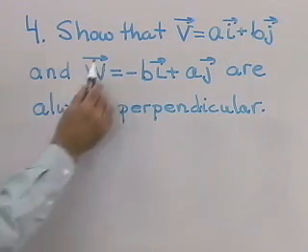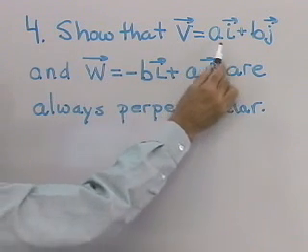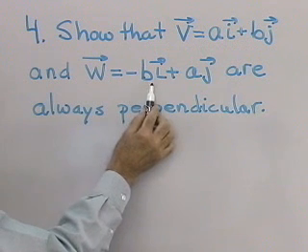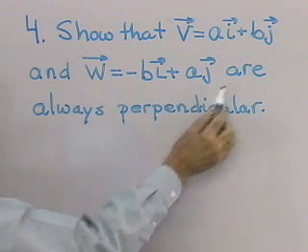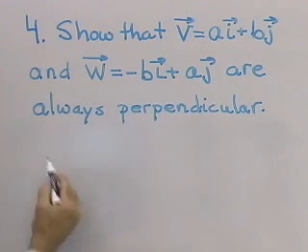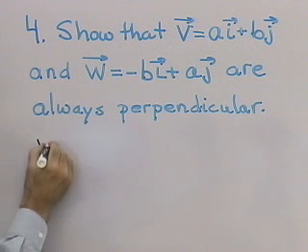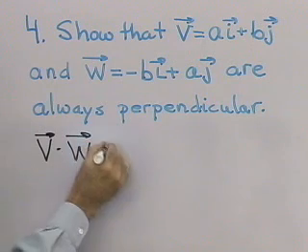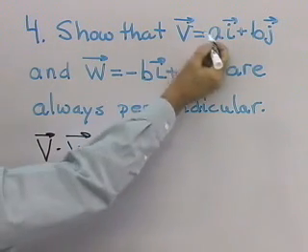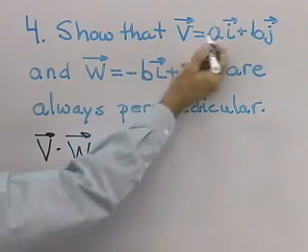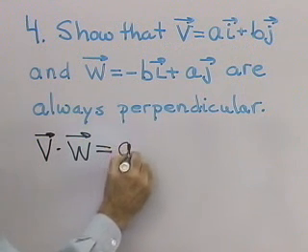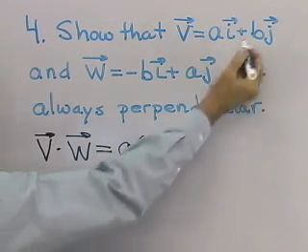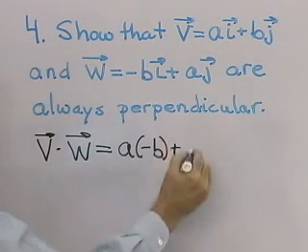For this problem, we want to show that the vector v equal ai plus bj and the vector w equal negative bi plus aj are always perpendicular. Well, let's find the dot product of these two vectors. v dot w is going to be equal to, well, I'll multiply my horizontal components, a times negative b, and I'll add that to what I get when I multiply my vertical components, b times a.